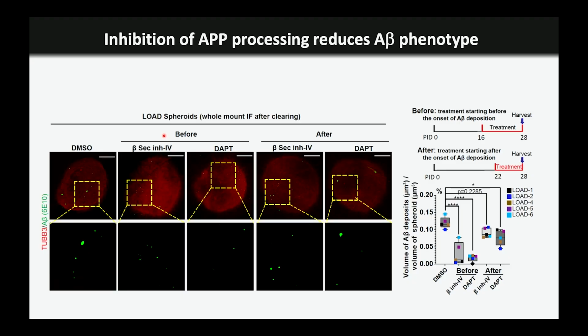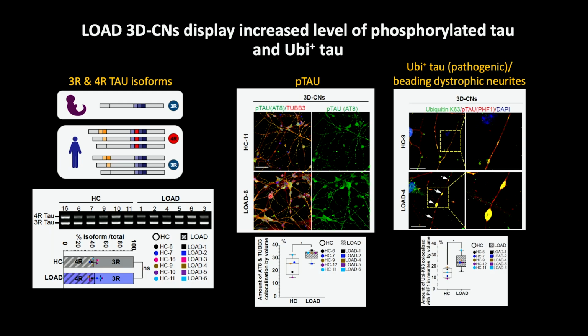This A beta phenotype is not a random phenotype, because if we block the APP processing during the process of reprogramming, the A beta phenotype basically goes away. We can do this by treating cells with beta secretase or gamma secretase inhibitors. But what's interesting is that once they start forming aggregation, if we treat these spheroids with these compounds, the aggregation actually doesn't go away. So it matters when we treat the spheroids with the compounds.